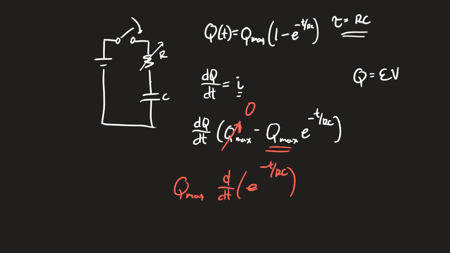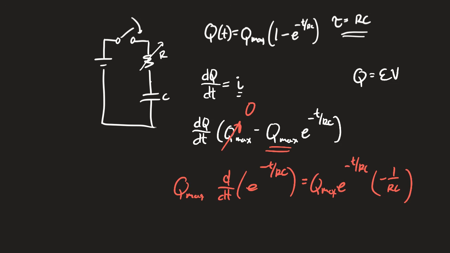Well, 1 over RC is just a constant. I'm going to have to use the chain rule on this, right? Which means I'll get Q max e to the minus t over RC, and then I have to multiply by the derivative of minus t over RC, which last time I checked is just minus 1 over RC. So this is not that hard. You're not being able to do it makes me crazy.